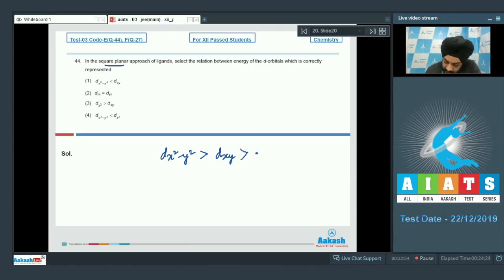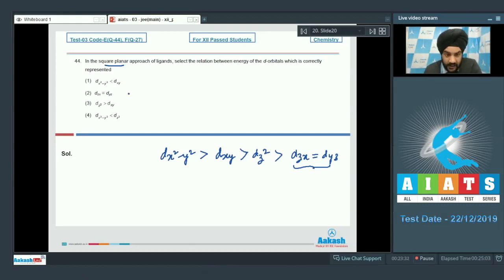Next, it will be dz square. So the dz square will also be repelled because of the ring or the tube it contains in the xy plane. And lastly, the orbitals which will be least repelled are the dzx and the dyz. Okay, so these will be equally repelled, and as a result, their energy will be equal, and this will have the least energy among all the given orbitals. So students, now if you look at the options which are given to us, we have to select the energy relation which is correctly represented.